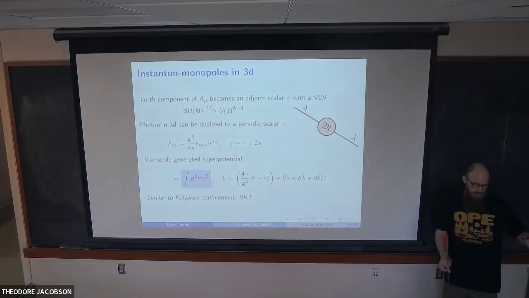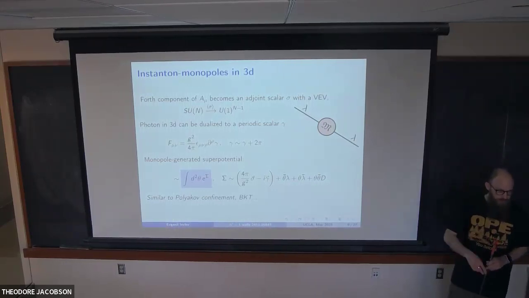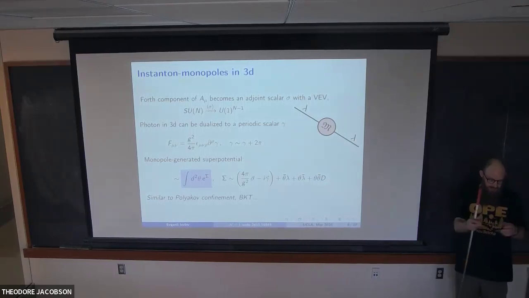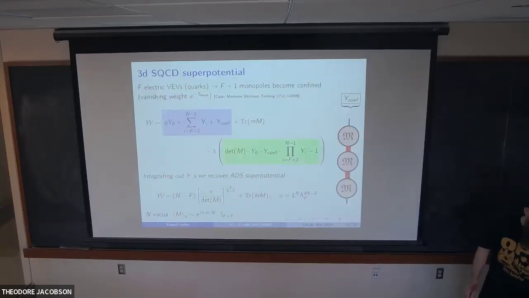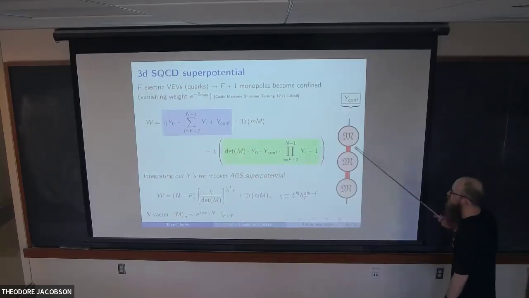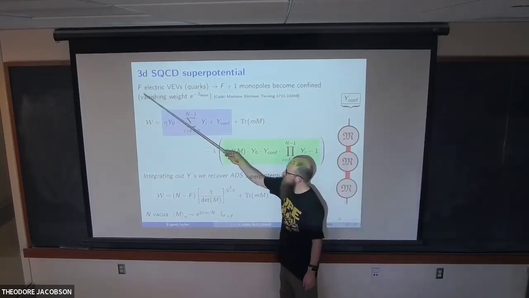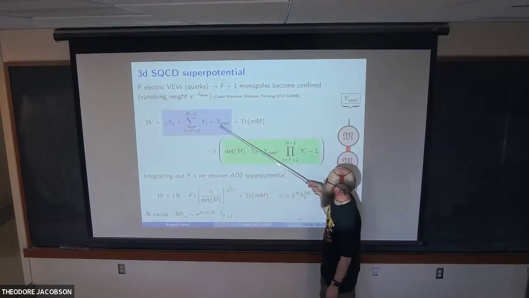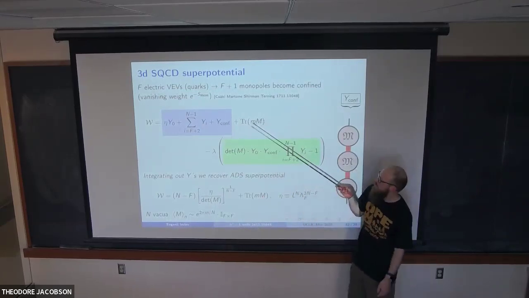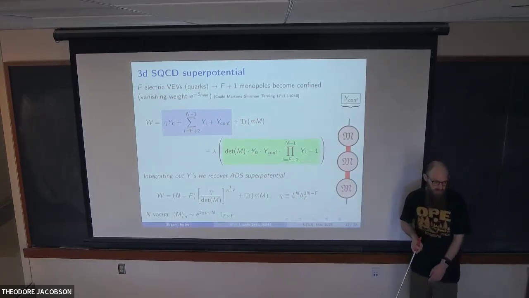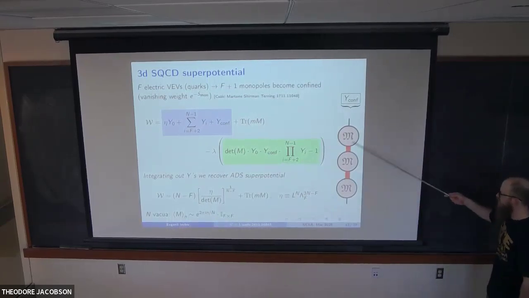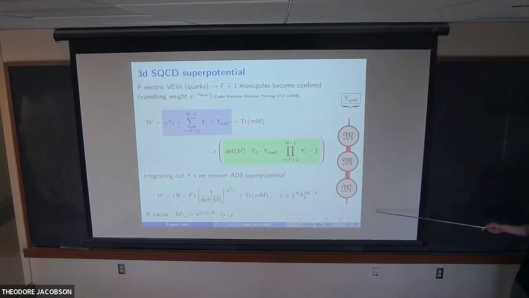You have, like, the usual magnetic field, and it gets compressed into a thin tube, a flux tube, and the energy of this flux tube is proportional to its length. So basically the same thing happens here. If you add f quarks, where f is the number of flavors, it turns out that f plus 1 monopoles become confined. So you can have this picture where some number of your monopoles are connected.